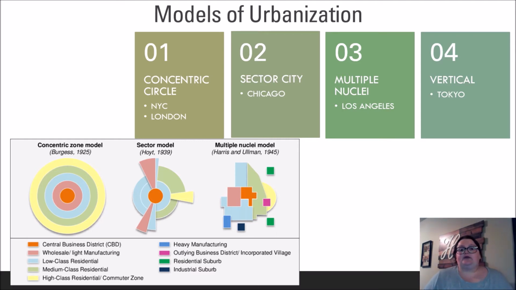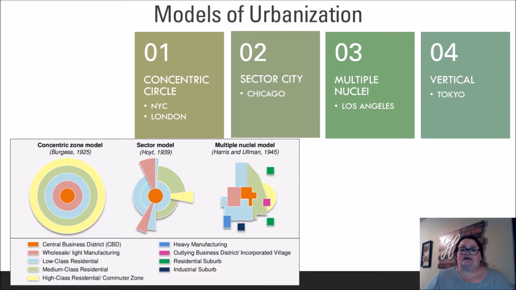Third is the multiple nuclei model. This model shows areas that are growing rapidly and often do not have an overly large CBD. Smaller nuclei may have their own specialized CBDs and very distinct neighborhoods. The best example is Los Angeles, with neighborhoods like Beverly Hills, Oakland, and Hollywood.